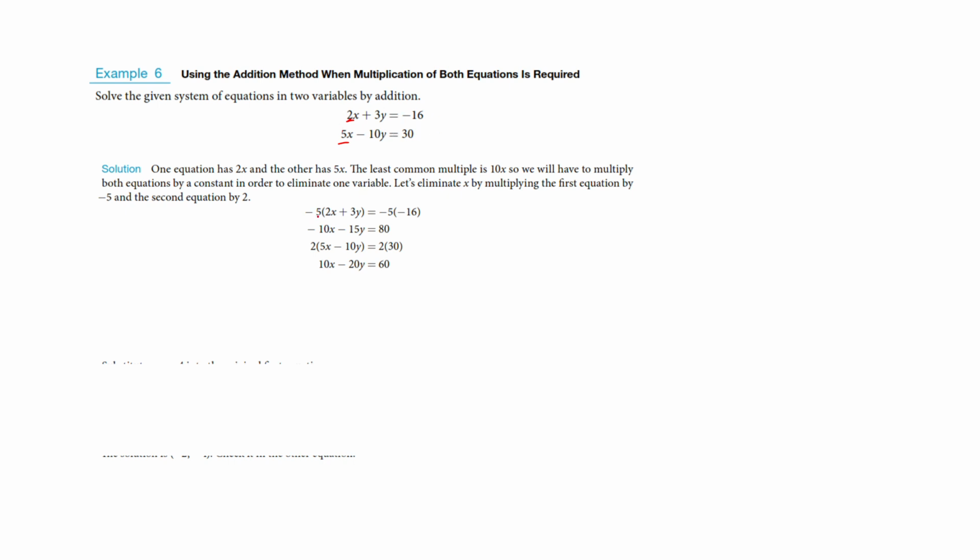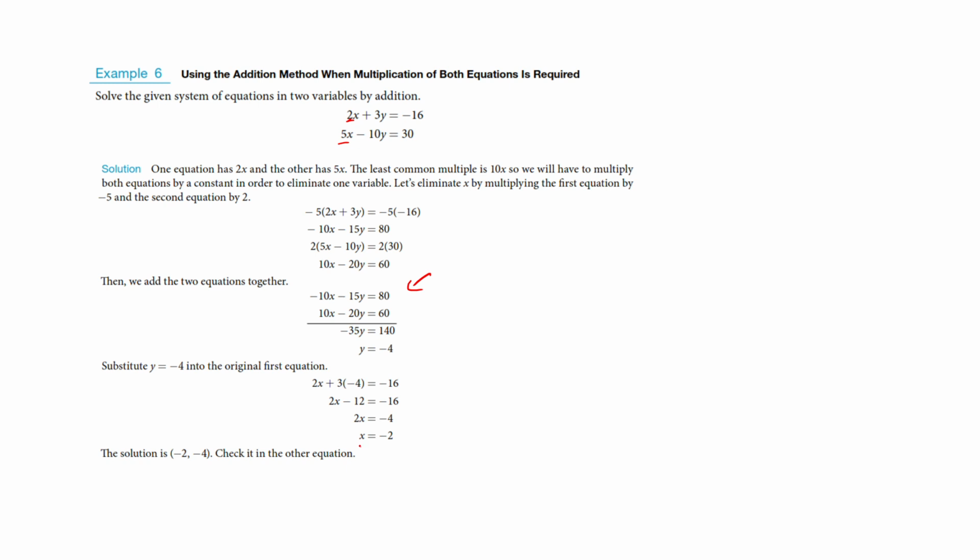So we just need to create opposites. So here what we're going to do, they're running a -5 through the top, so we can create an opposite, and a 2 through the bottom. And because of the nature of the 2 and the 5, that'll work. So after they've run them through, we create this. Now the x's are opposites here. So I've got -35y equals 140, y is -4. Plug that back in, get x is -2.